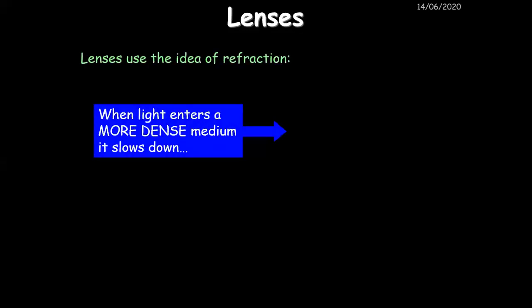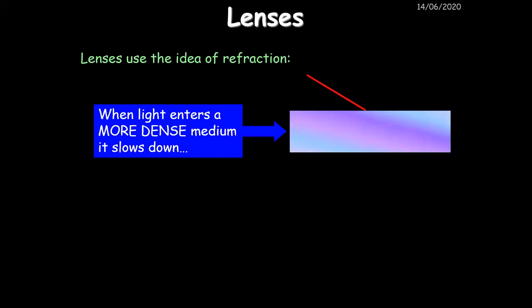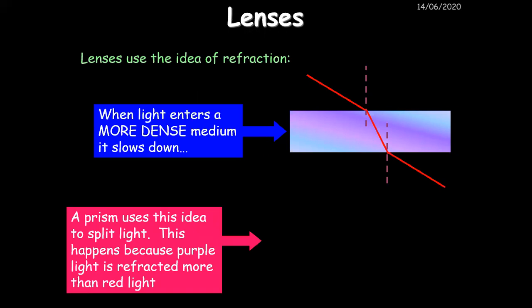So lenses use the idea of refraction. Light enters a more dense medium, it will slow down and bend towards the normal, as we know. When it goes out of it, it will bend away from the normal, as we know. And we don't need to copy this because you already know this concept. But the next bit is something that we haven't covered in detail yet.